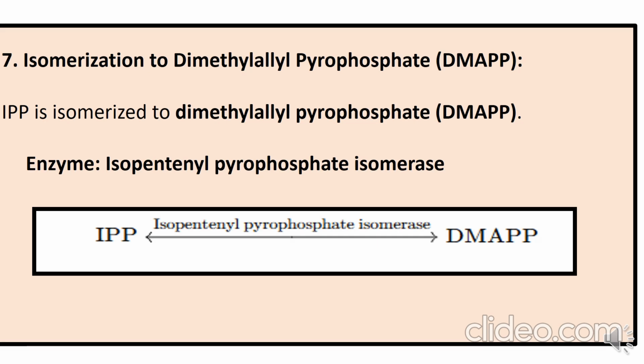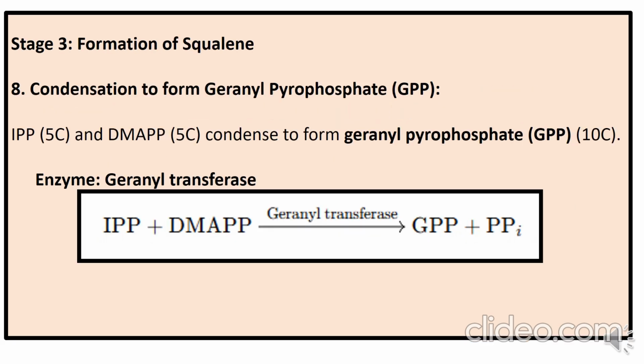Hence, as we know of isomers, they have the same formula but a structural difference. Similarly here, IPP is converted into DMAPP, thus isopentenyl pyrophosphate isomerase converts this. So now we have DMAPP.